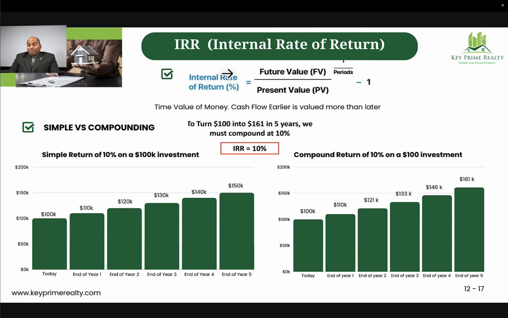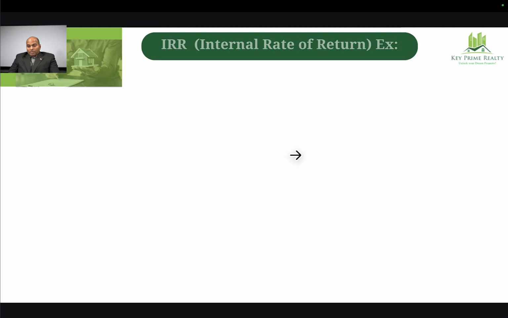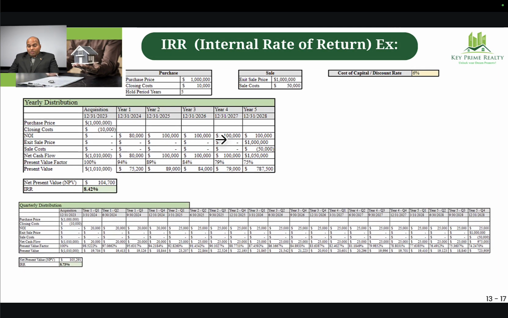So the math to calculate IRR, if you want to do it yourself, is very complicated, but Excel has a really nice formula to do this, which I will show you how to do in Excel. Okay, so the internal rate of return. These are coming from the Excel spreadsheet. Actually, I will be sending you the Excel spreadsheet also for this.